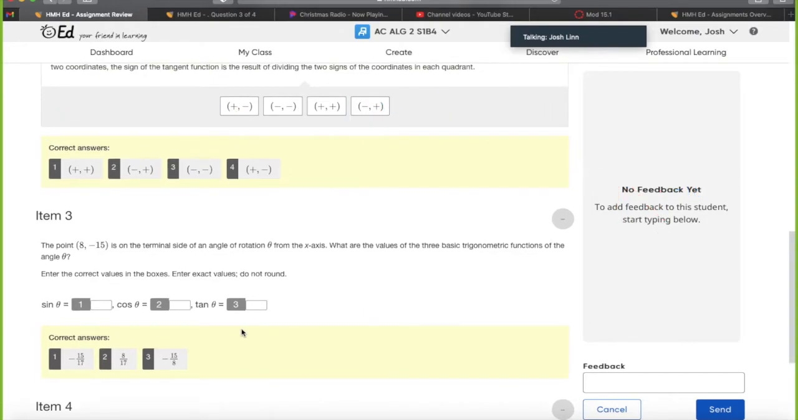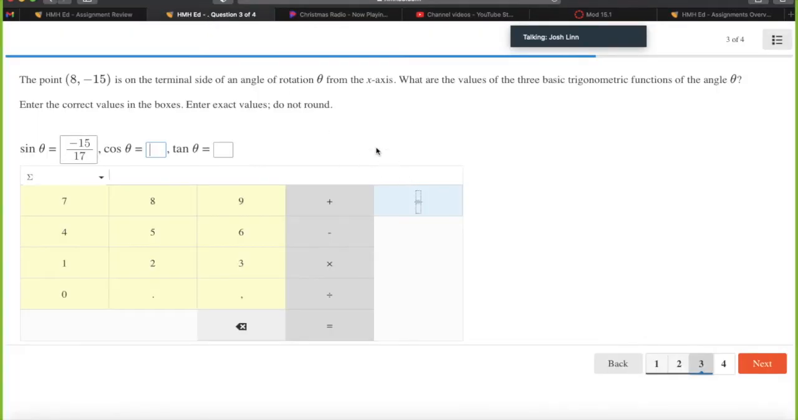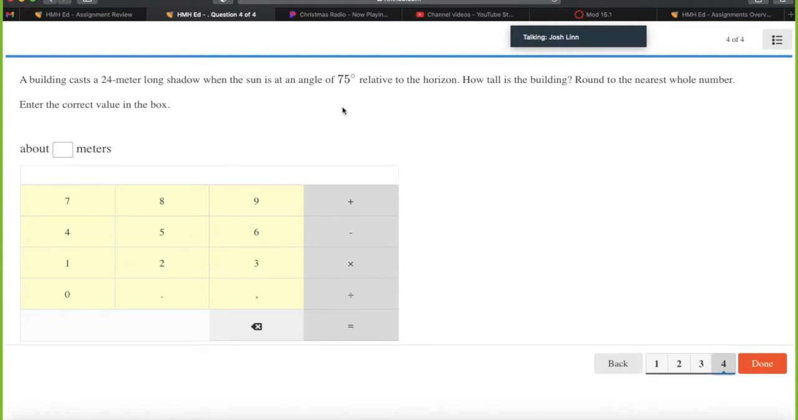See, and you guys thought trig was going to be hard, didn't you? I'm sure it'll get worse.